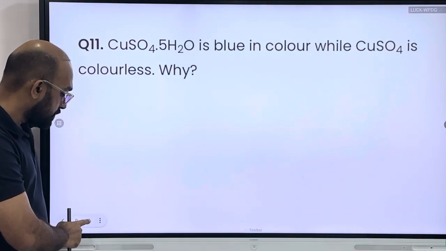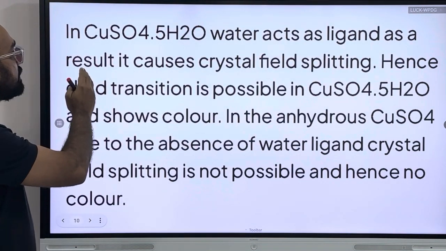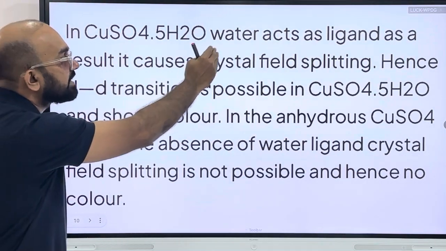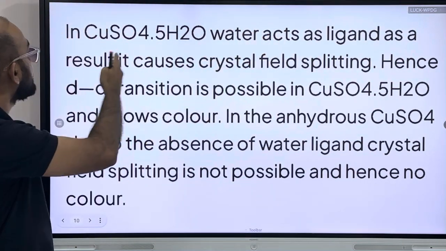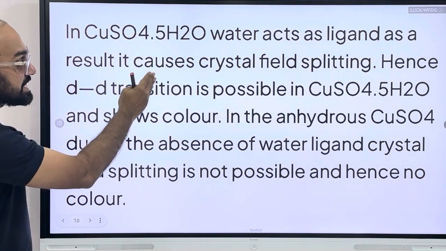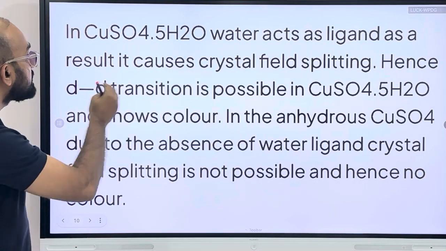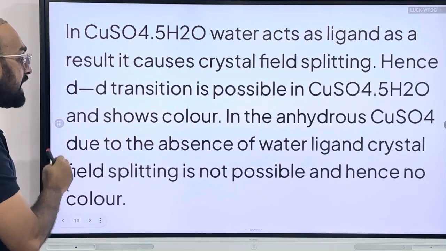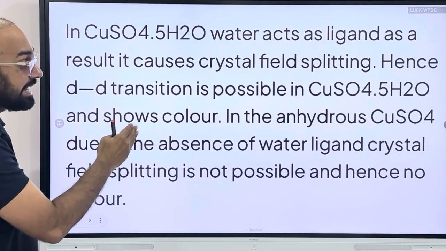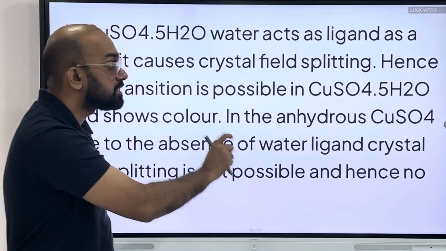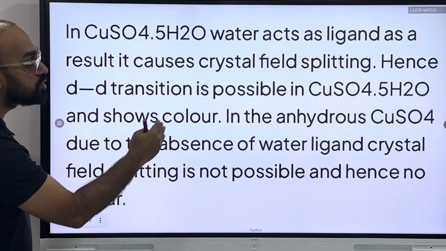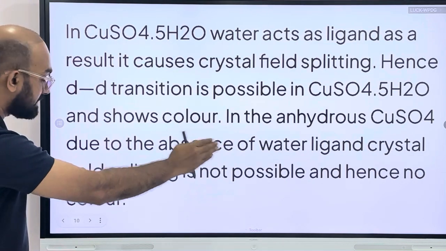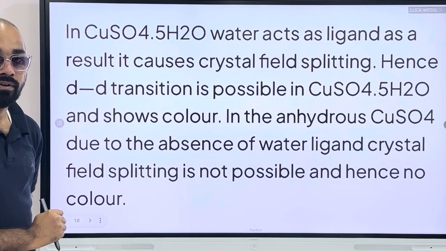Okay, now you can check the statement answer. In copper sulfate pentahydrate, water acts as a ligand. As a result, it causes crystal field splitting. Hence, d-d transition is possible in copper sulfate pentahydrate and it shows color. In anhydrous copper sulfate, which means there is no water, due to the absence of water ligand, crystal field splitting is not possible and hence no color. Hope you understand.